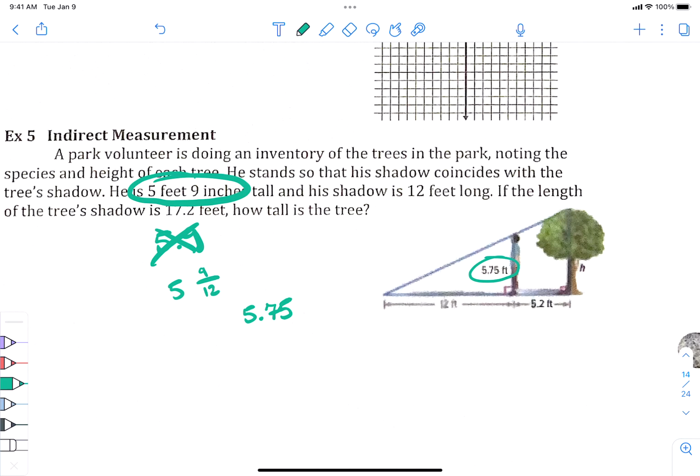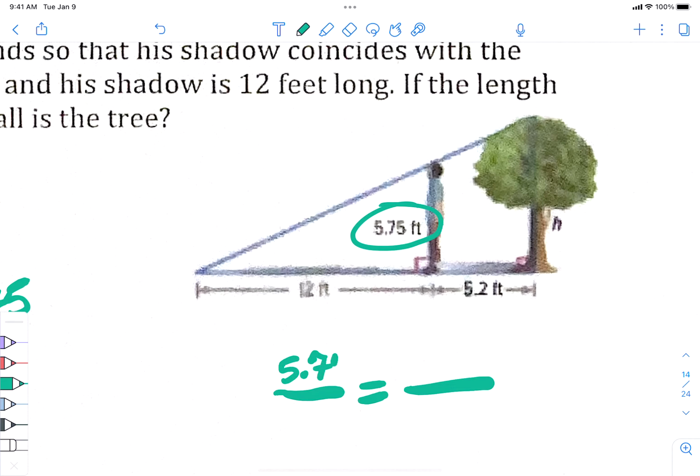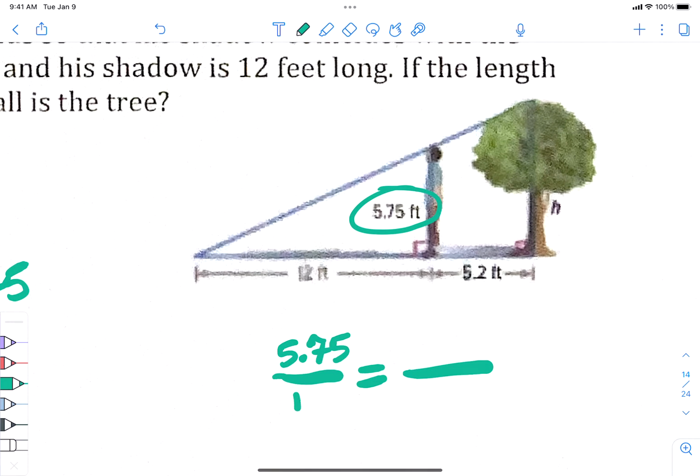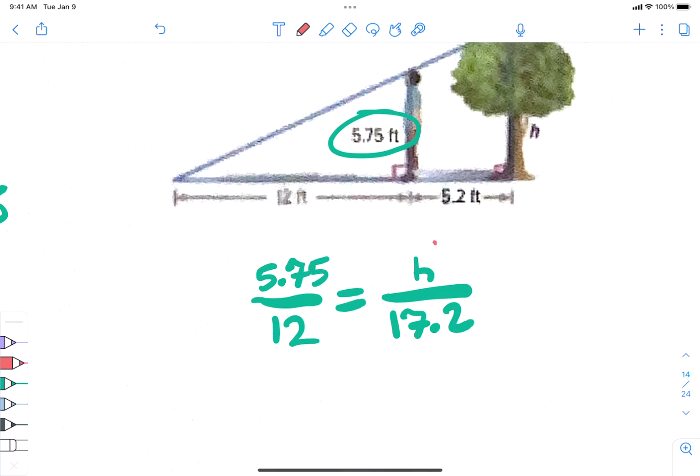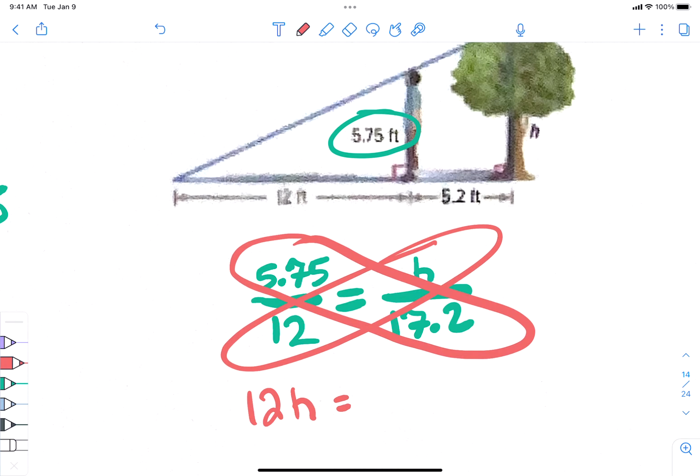And let's do our proportion. We're trying to figure out how tall the tree is. They have labeled that as H. So 5.75 over 12 equals H over the whole thing, which will be 17.2. They were kind of tricky. 12H, I think that comes out to be 120 maybe?